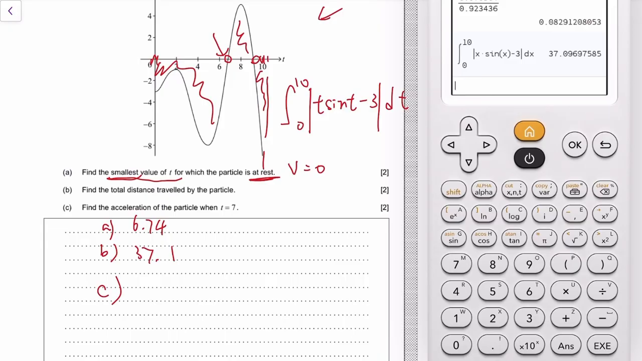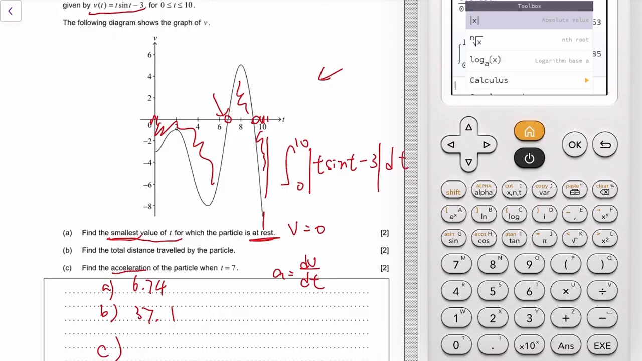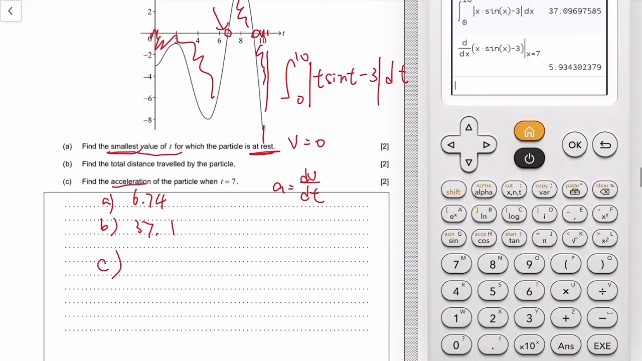C, find the acceleration when t is 7. Obviously, the acceleration is the derivative of v. So you pretty much want to find the gradient of this curve when t is 7. Again, your calculator should be able to do that. There are two ways. One way is you type in the derivative, right? So x times sine x minus 7 minus 3, and then you tell the calculator you want the derivative when x is 7. So there it says it's 5.93. So that's the answer.